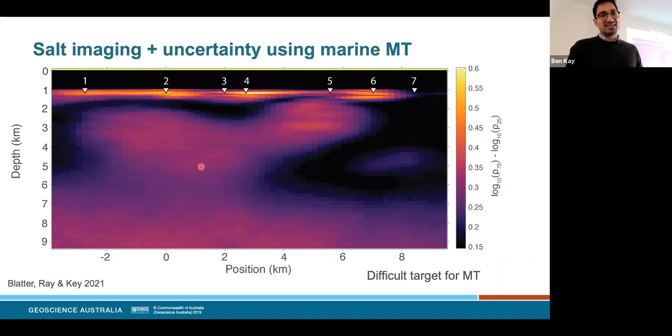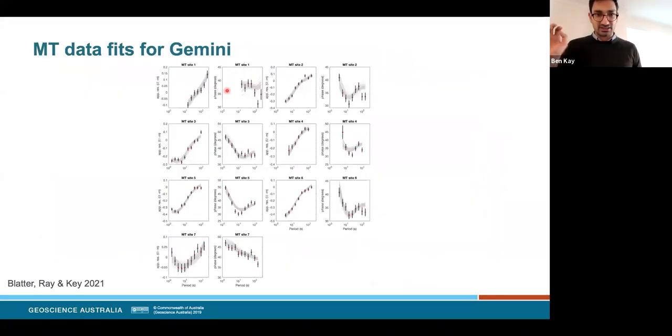So Dr. Dan Blatter has published this in Geophysical Journal International, and you can clearly see the salt body and overhangs. And this is marine MT. And never believe anything that someone shows you that's a nice image unless you can look at the data fits. So just to not be a hypocrite, I've provided the data fits over here.